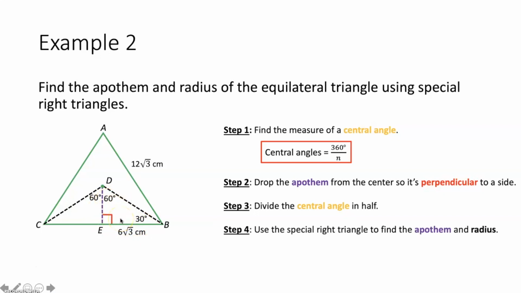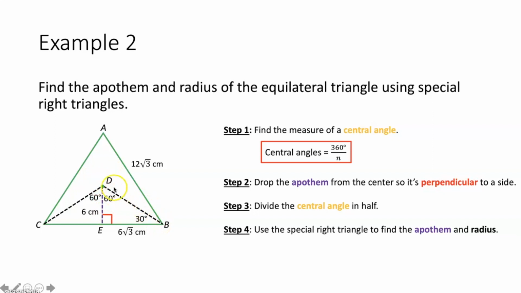So if I'm looking for my apothem, or my short leg, in this 30, 60, 90 degree triangle, what I'm going to do is take the longer leg that I'm given and divide that by rad 3. That should give me the length of my shorter leg, or the length of my apothem, which in this case would be 6 centimeters. And like we said, we're finding the apothem and we're finding the radius.